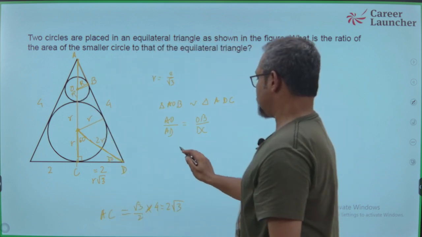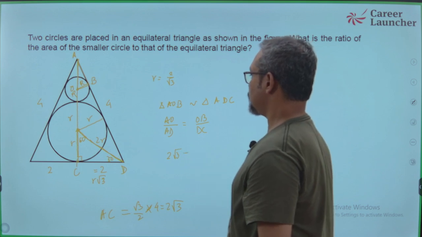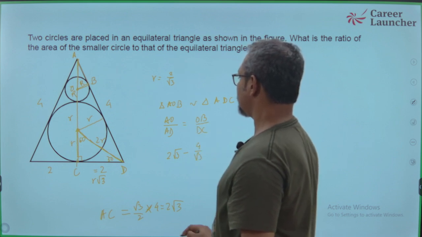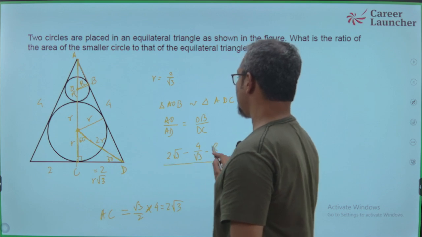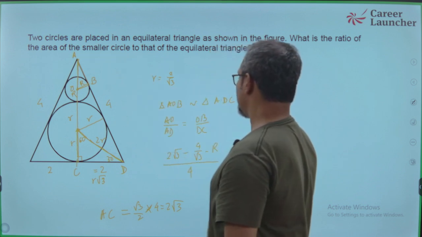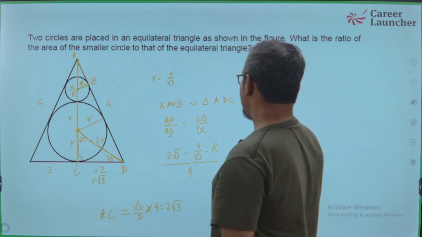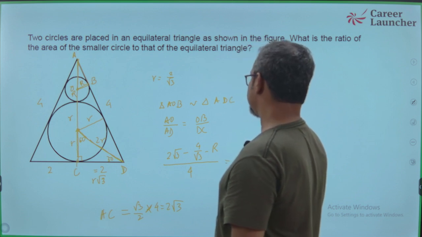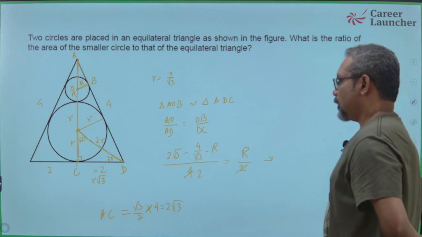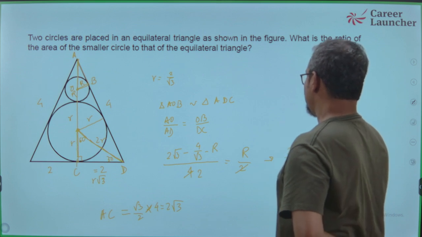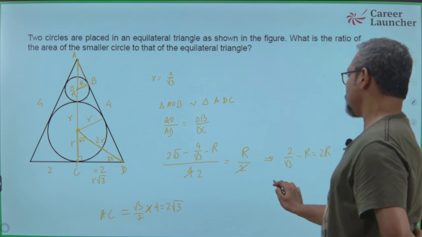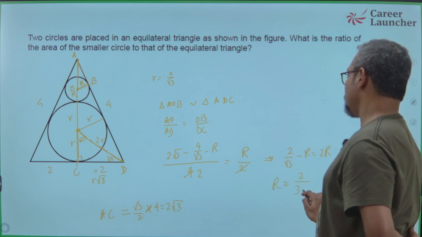So AO is basically 2 root 3 minus 2r. So 2r would be 4 over root 3, so AO is 2 root 3 minus 4 over root 3, upon AD, which is 4, equals OB, which is capital R, upon DC, which is 2. So from here, cross multiplying, this becomes 6 minus 4, so that is 2 by root 3 minus r equals 2r. So 3r is equal to this, so capital R will be 2 by 3 root 3.